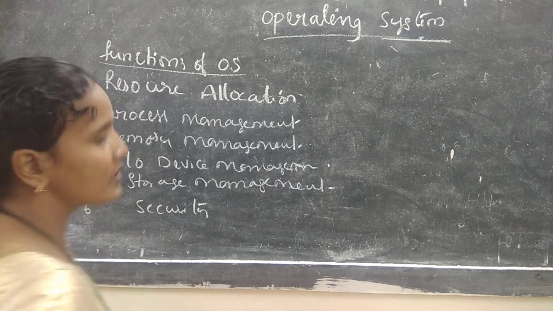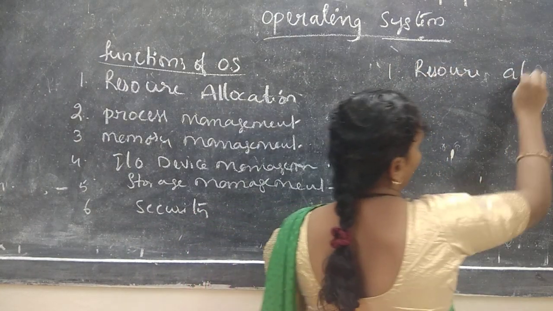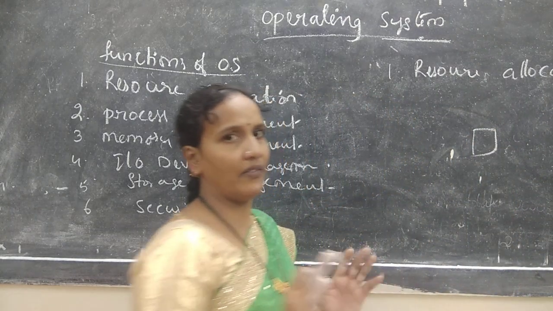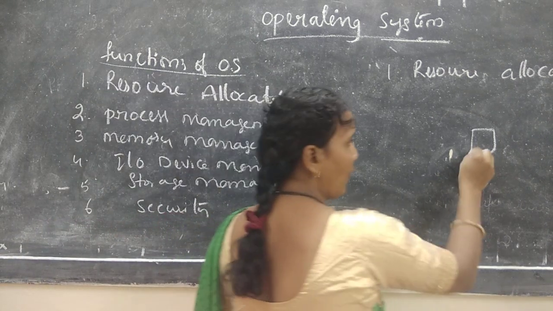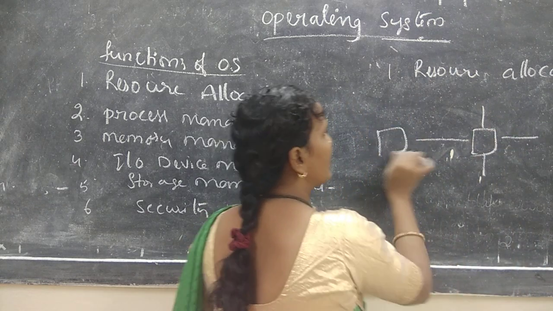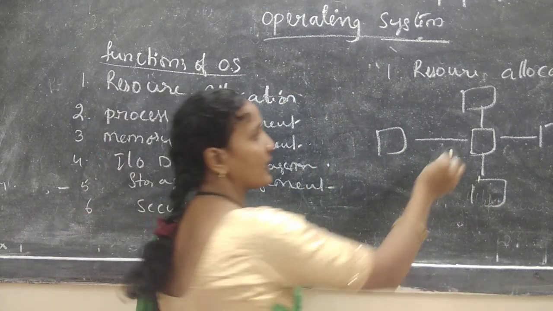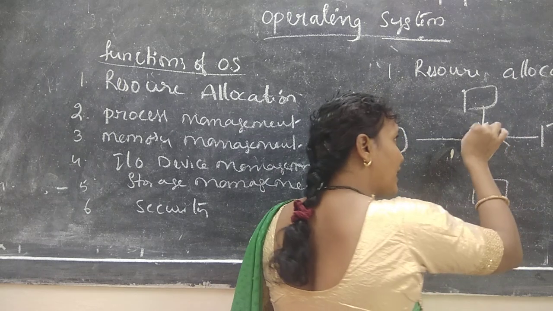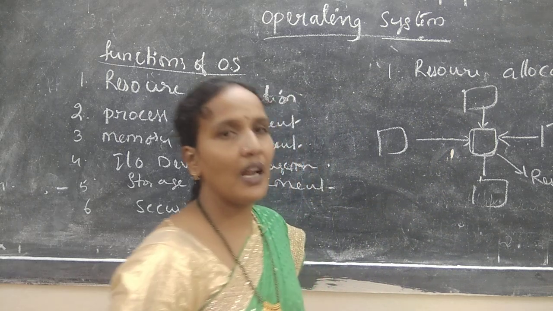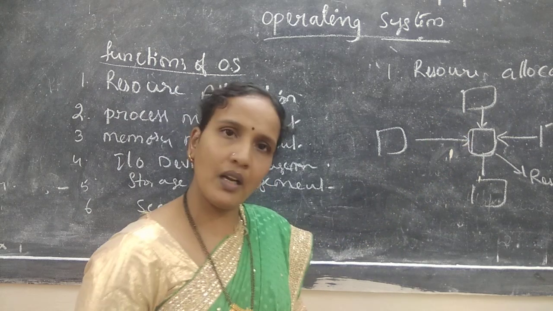First one is resource allocation. What is the first point? It is resource allocation. Example, we have a printer. Printer is a device. In the office, we have only one printer, and 4 systems are connected to this printer. So here this printer will become a resource. When any device is connected to the network and more than one process is requesting for that device, then that device will become a resource.